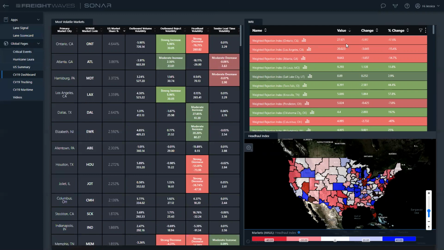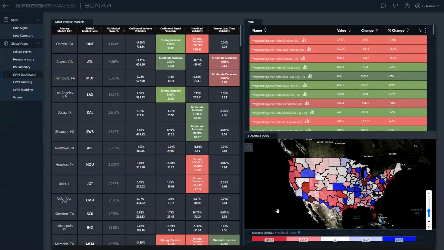So if you have a typical small market, maybe somewhere in North Dakota or Montana, and they have sharp rejections, well, that market's not very big, so it's not going to affect the market like Ontario does. So the higher the number on the WRI, which you can see for the value right here, the more struggle there is for finding capacity. Just because rejections are high and it's a large market, you're going to struggle.